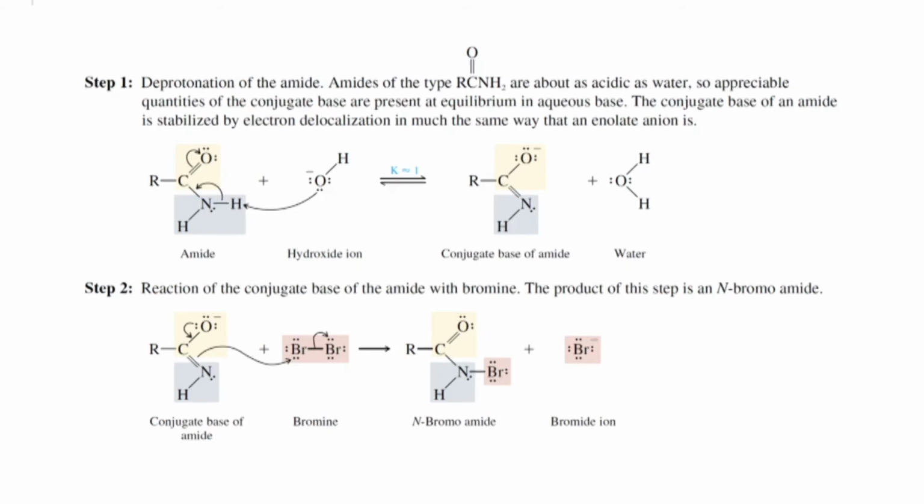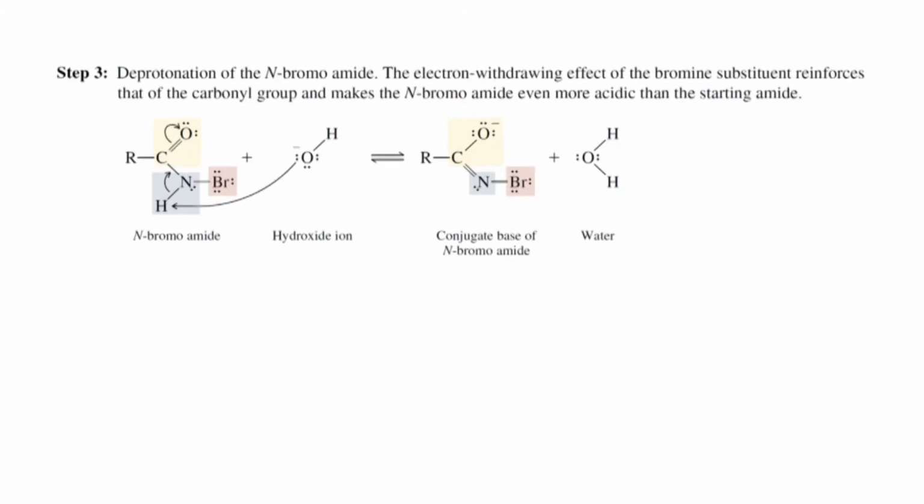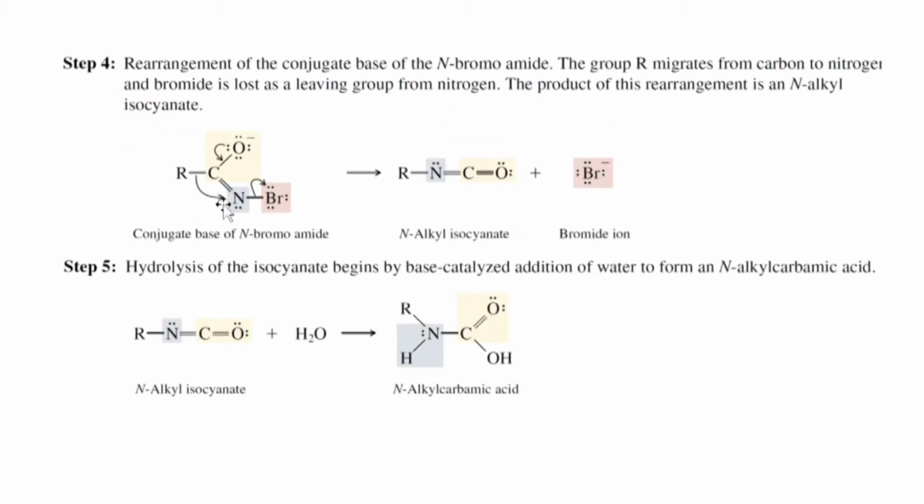Now let's look at the mechanism. When you have an amide, the pKa of the amide is low enough that it can be deprotonated by hydroxide ion. So the hydroxide ion is going to deprotonate it and form the conjugate base of the amide and form water. Now in the presence of bromine, this amide is going to react and give you this N-bromoamide. And now the N-bromoamide is also quite acidic, and the second deprotonation occurs to give you the conjugate base of the N-bromoamide.